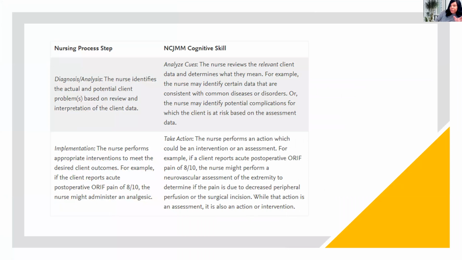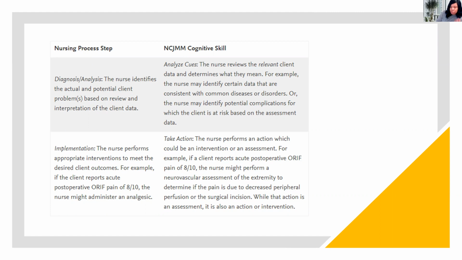So let's look a little bit at the nursing process. We already know there are several steps to it. Diagnosis, the nurse actually identifies an actual or potential client issue. Implementation, the nurse performs appropriate actions. And when you compare this to the whole system we utilize to help with your clinical judgment and clinical thinking skills, what you'll see, especially with the Next Generation case studies, is that for diagnosis they really want you to be able to analyze the cues. What's going on with this patient? You're reviewing relevant data on this patient. What does this information mean?